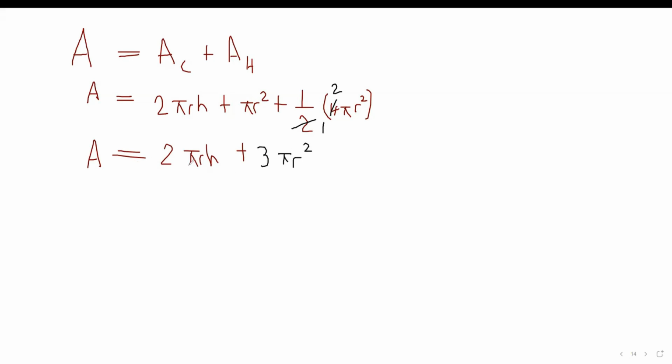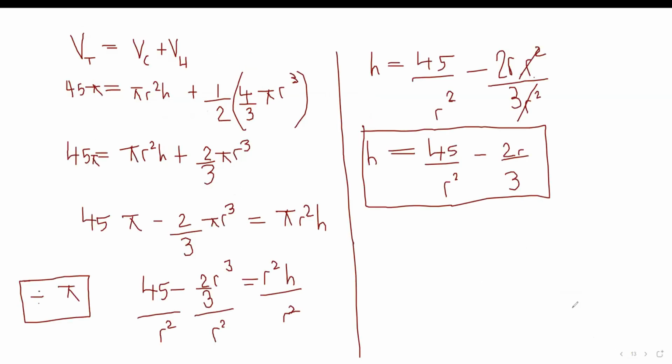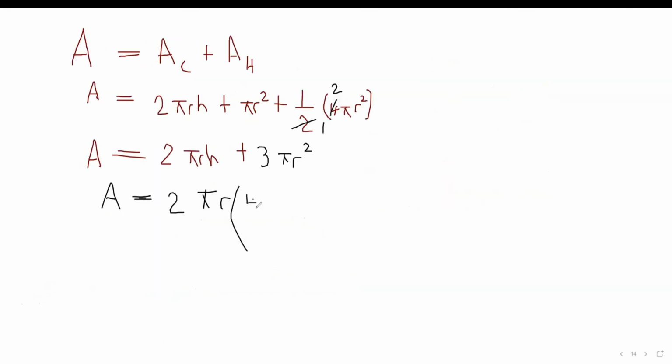All right, and now I need to simplify this. Now I remember that we had found an expression for h. So this is going to work out to be 2 pi r times h. What is h? H we deciphered was 45 over r squared minus 2r over 3. So that's 45 over r squared minus 2r over 3. That was h, plus 3 pi r squared.